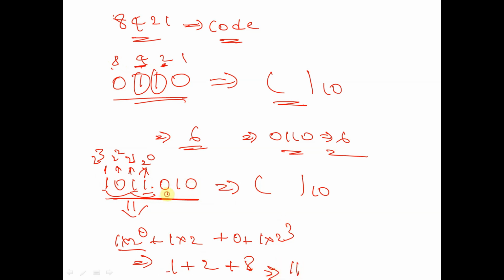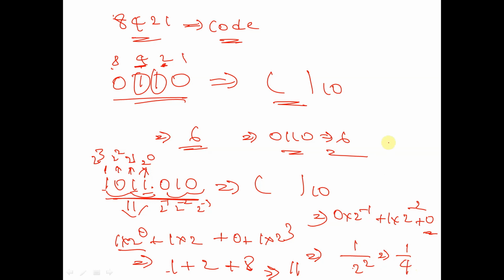So for the fractional part, this will be equal to 2 power minus 1, this will be equal to 2 power minus 2, and this will be equal to 2 power minus 3. That is 0 into 2 power minus 1, plus 1 into 2 power minus 2, plus 0 multiplied by anything is 0. So we will get 1 by 2 power 2, which is equal to 1 by 4. So 1 by 4 will be equal to 0.25.